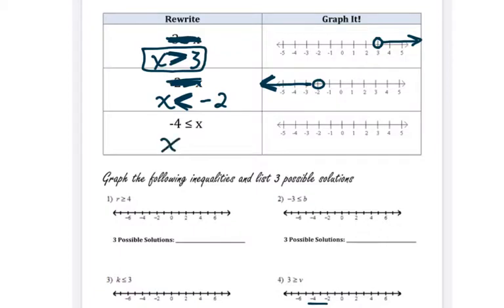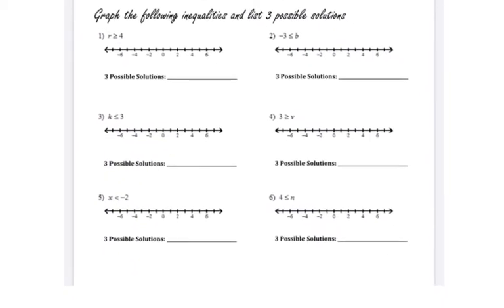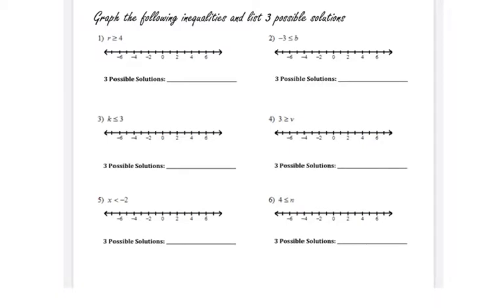Last one, x and negative 4. It was pointing at the negative 4, so we make sure it's still pointing at the negative 4. Find negative 4. This one is a colored circle, and we shade everything to the right. Greater than or equal to. So easy. Now you're going to practice a couple of these on the bottom, where it says graph the following inequalities and list 3 possible solutions.